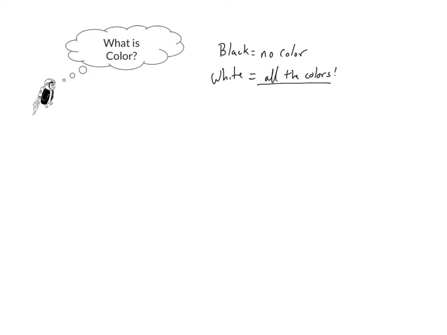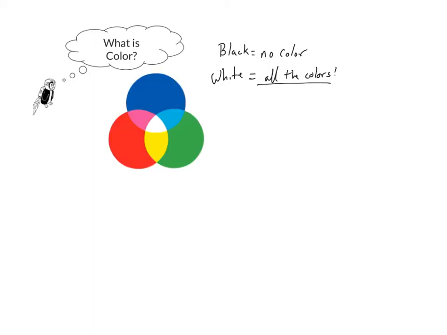For all the other colors, it gets a little more complicated. Here we have a color diagram to help simplify the matter. There are three primary colors: blue, red, and green. When two of the primary colors combine, the light we see is a secondary color.